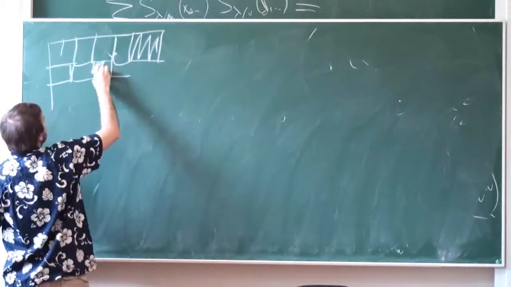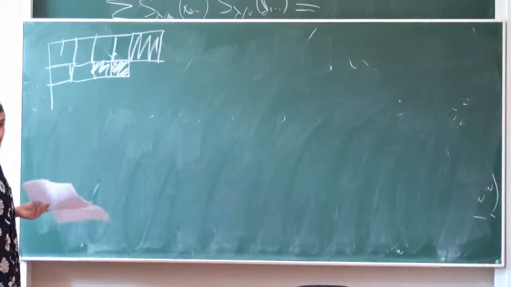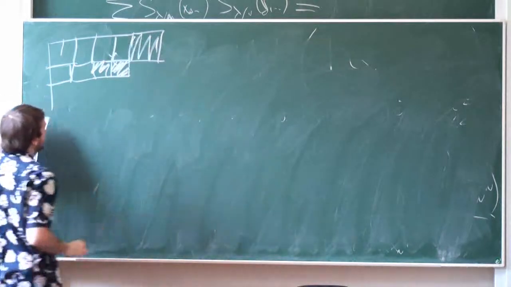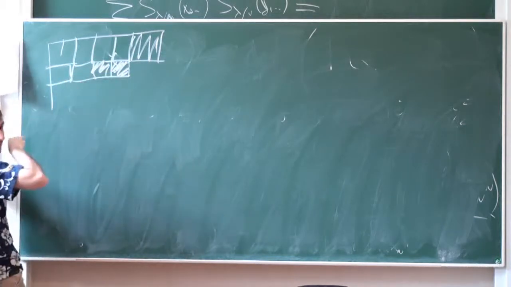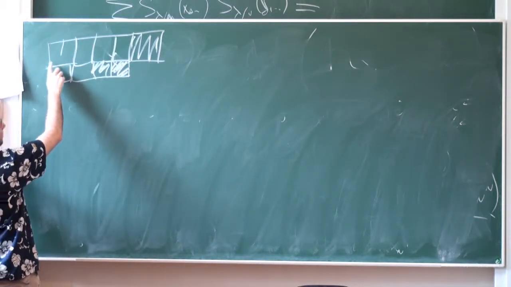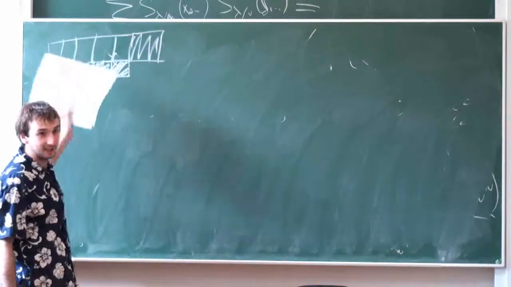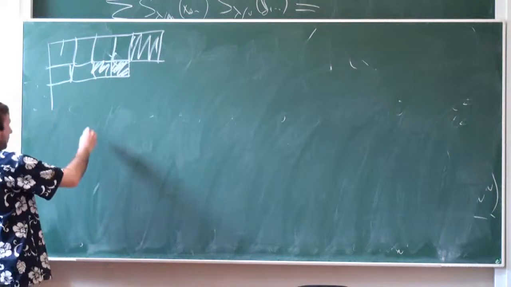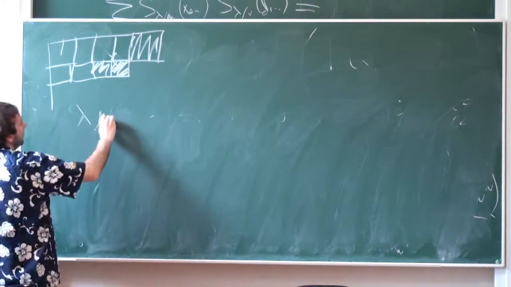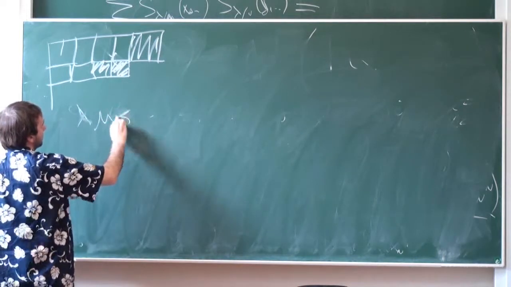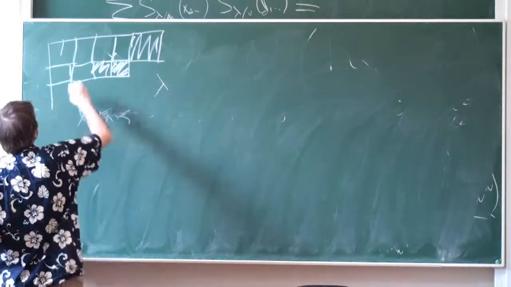So you need that in each column, you add at most one box. So lambda here is this Young diagram with row lengths 4 and 2, and mu is this Young diagram with row lengths 5 and 4. So the condition tells that in each column we add at most one box. And this will be denoted by mu, okay now. So the big one is lambda.